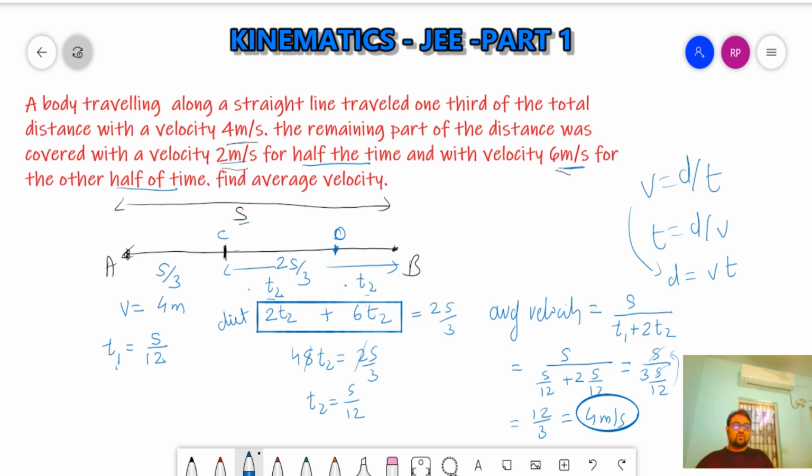Clear? Okay. So this was about the question. This is the solution, 4 meter per second. Just note it down.